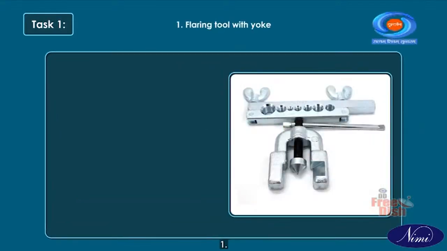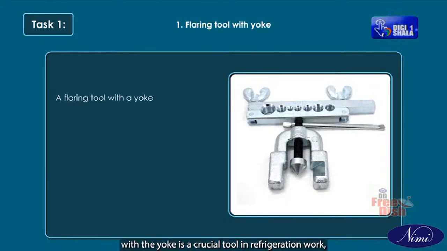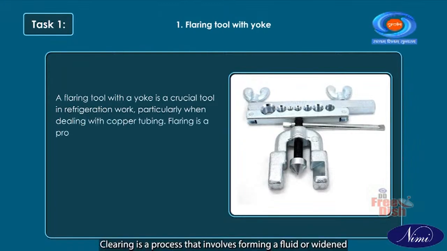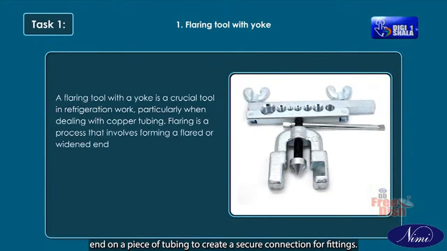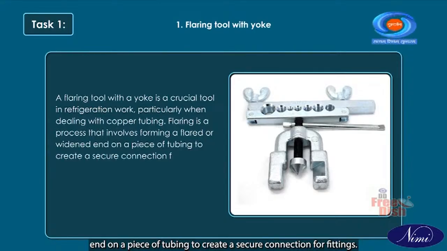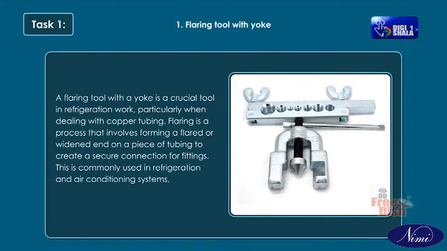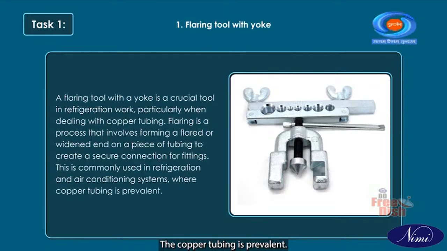Number 1. Flaring tool with yoke. A flaring tool with a yoke is a crucial tool in refrigeration work, particularly when dealing with copper tubing. Flaring is a process that involves forming a flared or widened end on a piece of tubing to create a secure connection for fittings. This is commonly used in refrigeration and air conditioning systems where copper tubing is prevalent.